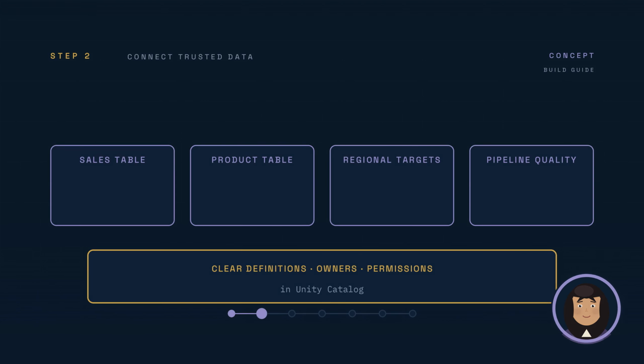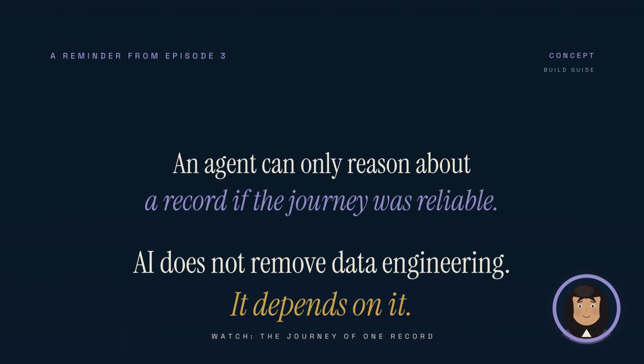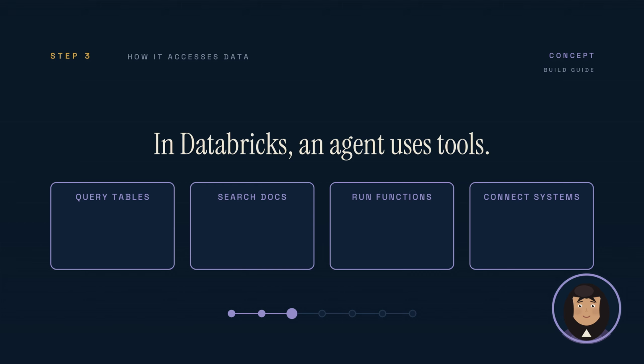The second step is connecting trusted data. The agent may need a sales table, a product table, regional targets, and pipeline quality results. These assets should have clear definitions, owners, and permissions in Unity Catalog. In our video, The Journey of One Record, we followed data from an app click to a dashboard. Before an agent can reason about that record, the data journey still has to be reliable. AI does not remove the need for data engineering. It depends on it.